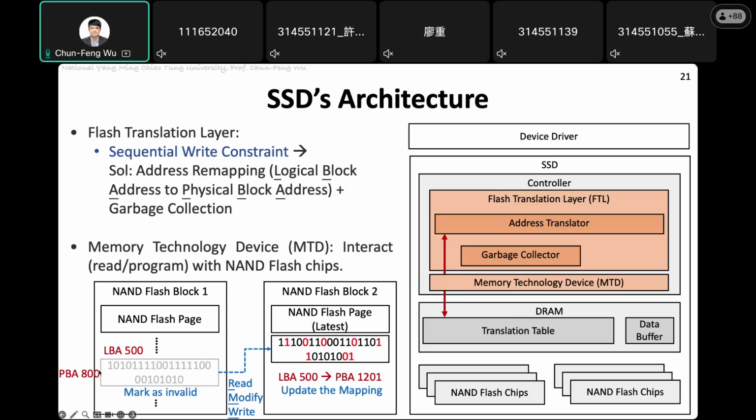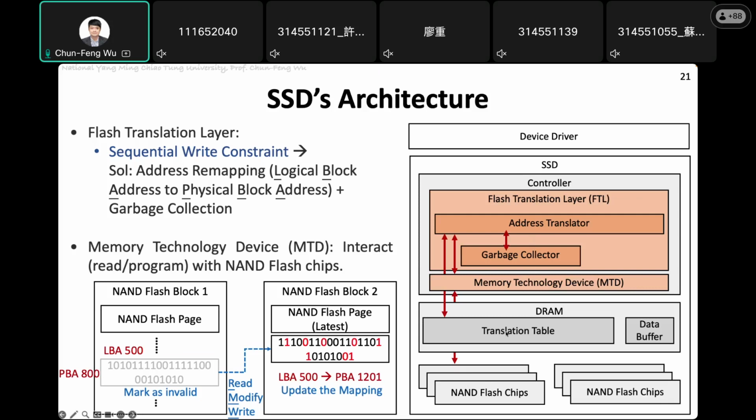So maybe it is PBA 800 or something like that. After getting the PBA 800, the FTL can get the data from the NAND flash chips according to the PBA 800. So the FTL will ask the MTD, and the MTD has some protocol to translate the PBA 800 to, according to the architecture, which channel, which die, which plane, which block, which page, like that. After getting this information sent to the NAND flash chips, the NAND flash chips will return the data according to the PBA 800.